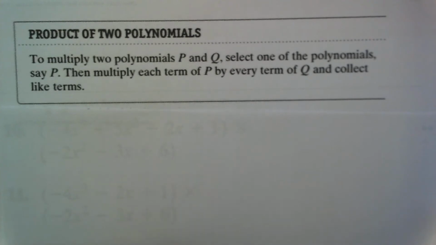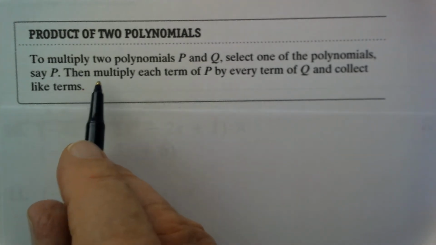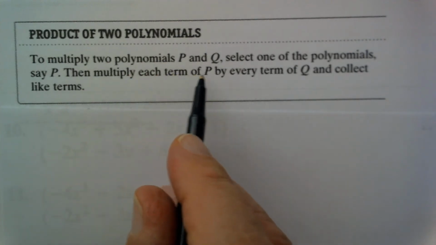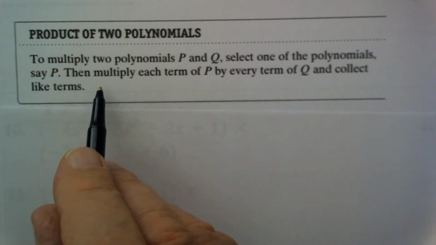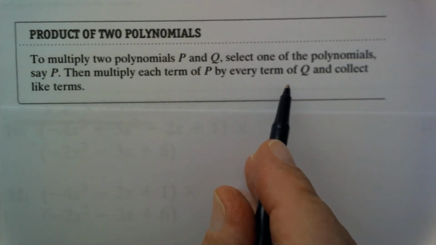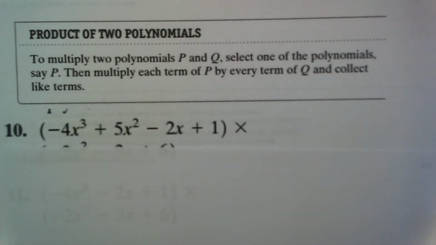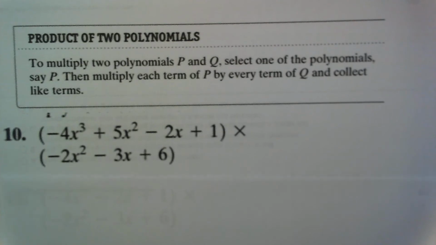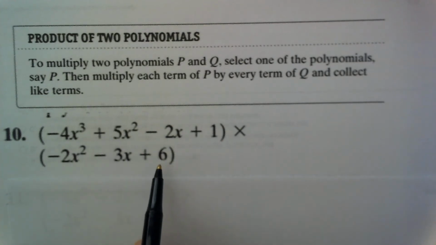Here's a general strategy for the product of two polynomials, and that's to multiply two polynomials, p and q, select one of the polynomials, say p, then multiply each term of p by every term of q, and then collect like terms. So let's apply that to the next exercise, number 10, and let's follow through with that. So this is our p, that's our polynomial q.